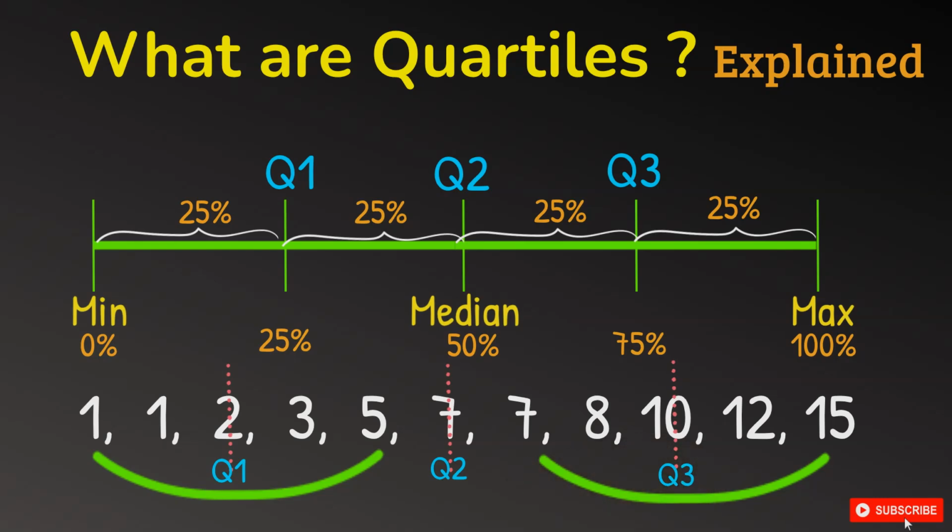So what are quartiles? Well, similarly to quarters, when we have an item and we split it into quarters, we split it into 4 equal pieces. And quartiles are when we have a data set and we split it into 4 equal sections.